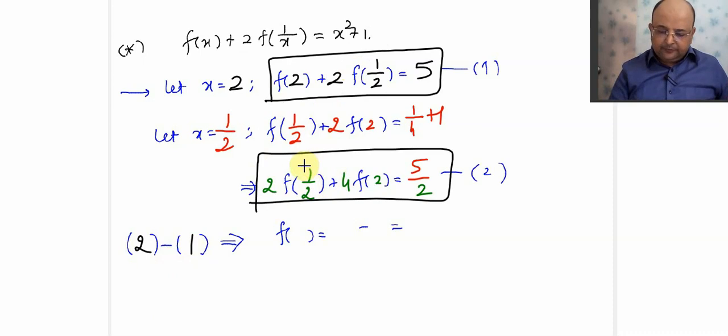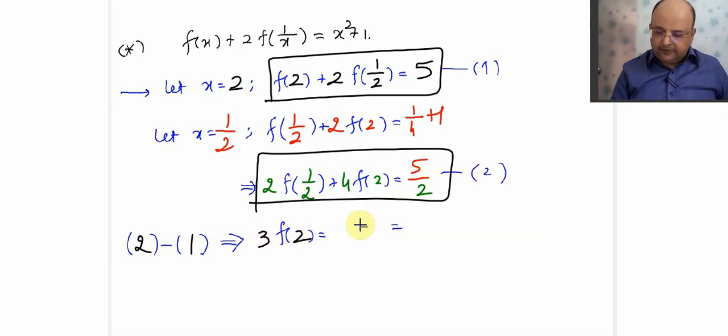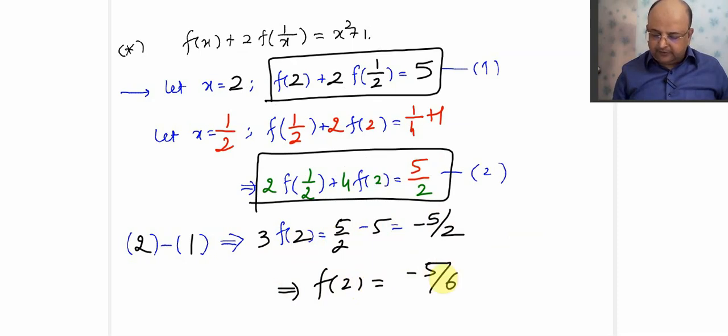Come on. This 2 minus 1. So this gets cancelled. 4f of 2 minus f of 2 will give us 3f of 2. Right hand side is 5 by 2 minus 5, that is minus 5 by 2. So I divide by 3. f of 2 equals minus 5 by 2 by 3, matlab minus 5 by 6.